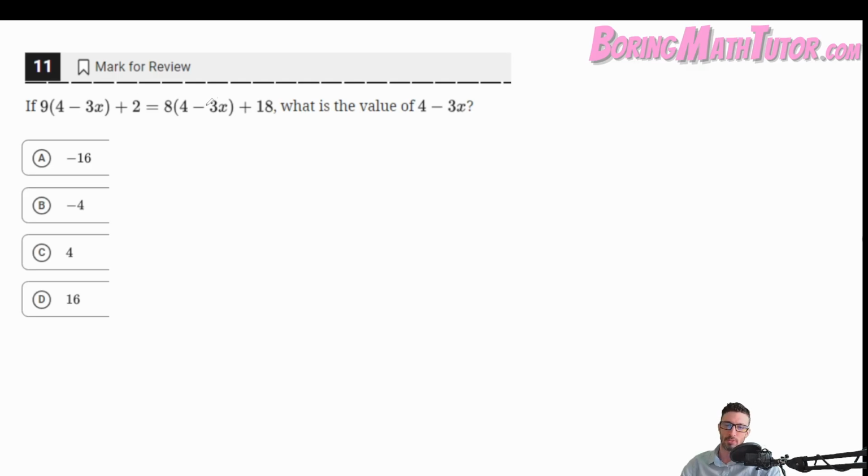Here we got 4 minus 3x, 4 minus 3x, and they're asking us about 4 minus 3x. I put a u over that because I like to think about this as if it was just 9u plus 2 equals 8u plus 18, and now I'm solving for u. How am I doing that? I am subtracting 8u on both sides. That means I will now have u plus 2 equals 18. That means u equals 16.